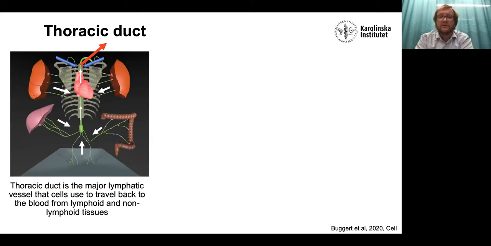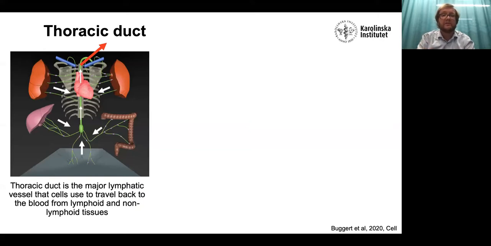So basically what the thoracic duct is, is the major lymphatic vessel that cells use to travel back to the blood from lymphoid and non-lymphoid tissues. And essentially when immune cells are moving out to blood and into tissues, they need to circulate back to the blood through lymphatic vessels and via this big lymphatic vessel known as the thoracic duct.